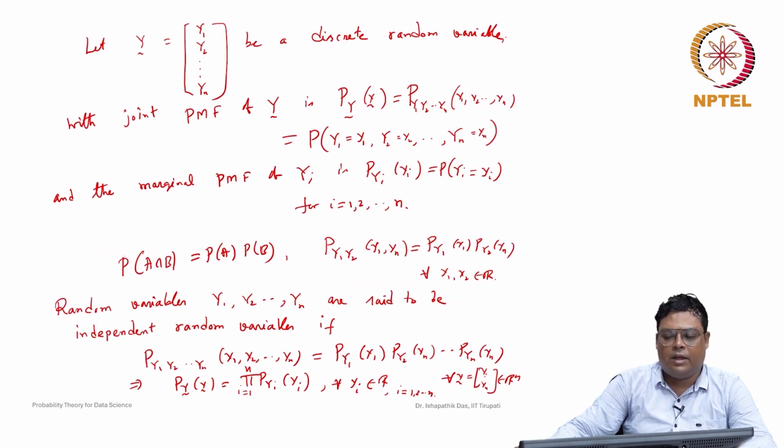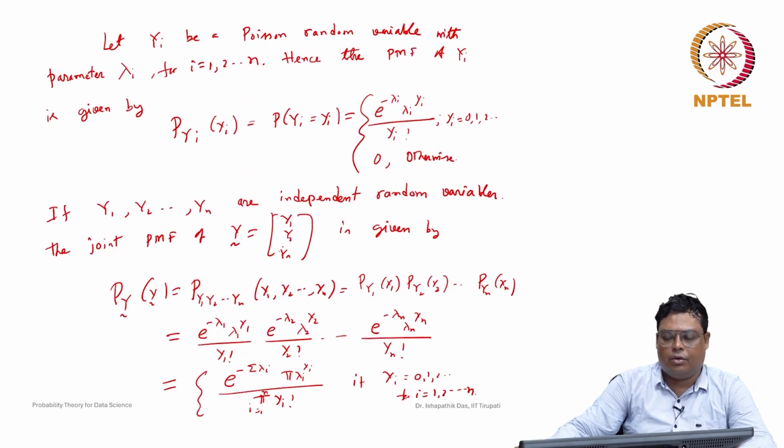Next we will discuss the continuous cases. When these random variables are continuous random variables, how can we discuss that they are independent? We have to discuss it with respect to their probability density function.